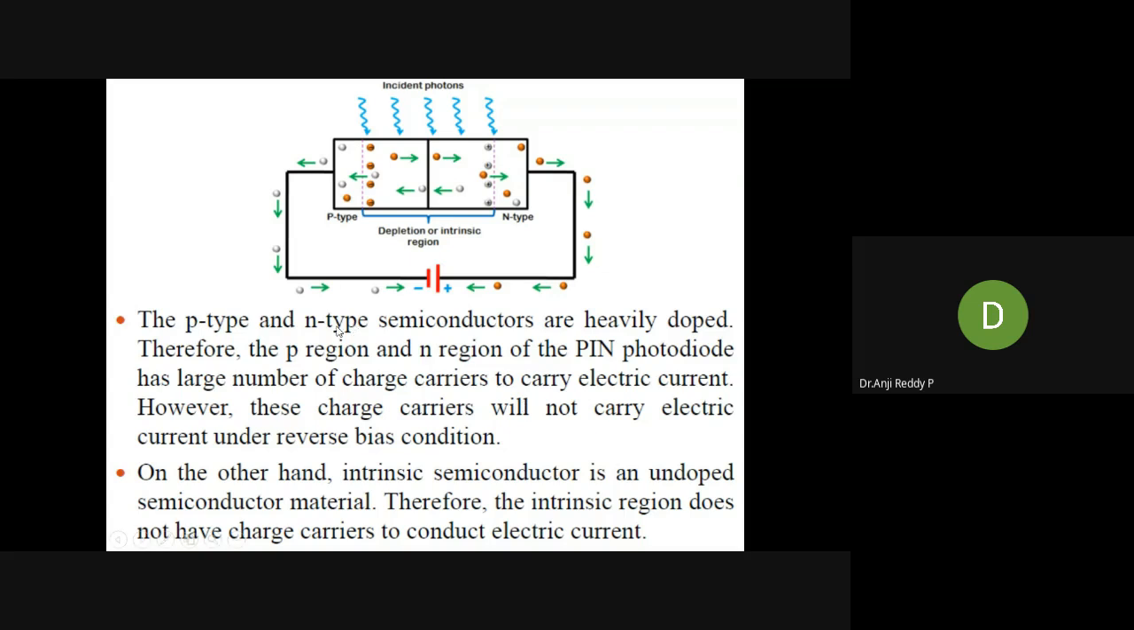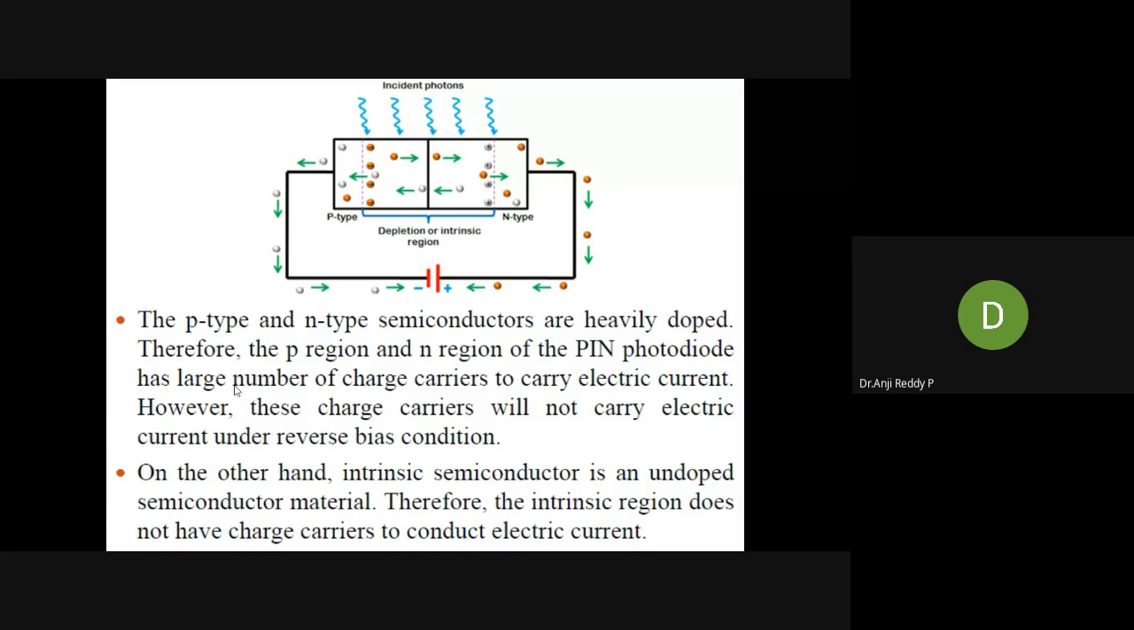Here the P type and N type semiconductors are heavily doped. Therefore, the P region and N region of the PIN photodiode have a large number of charge carriers to carry electric current. But in an ordinary PN junction diode, those are not heavily doped. Can anyone give the answer: where did we use heavily doped in the second unit? That means generally where do we heavily dope in ordinary PN junction diodes? If an ordinary PN junction diode is heavily doped, what do we call it?